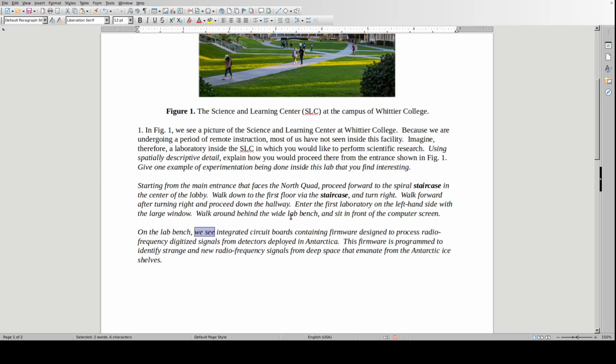Now, we'll cover more passive voice next week, but I could just say here, there are integrated circuit boards, so take ourselves out of it. Notice in this first paragraph, I don't think I've said you or we or I. I've just left the subject in the abstract. On the lab bench, there are integrated circuit boards containing firmware designed to process radio frequency digitized signals from detectors deployed in Antarctica. This firmware is programmed to identify strange and new radio frequency signals from deep space that emanate from the Antarctic ice shelves.